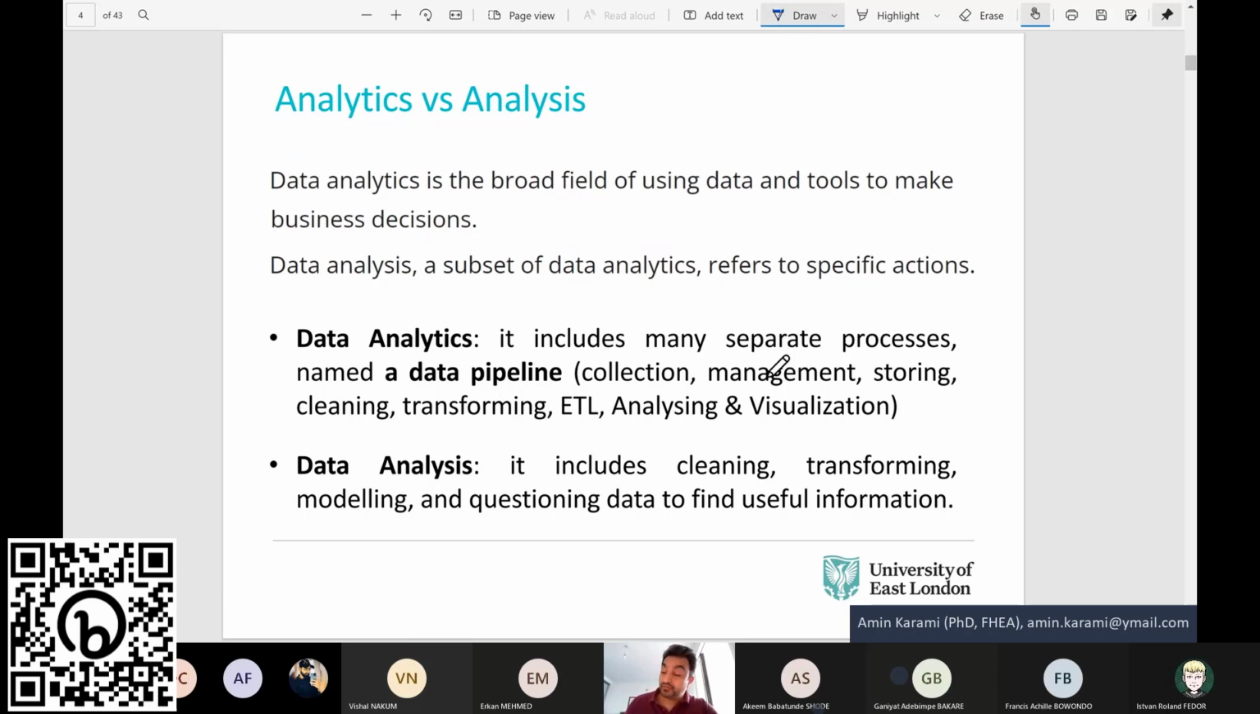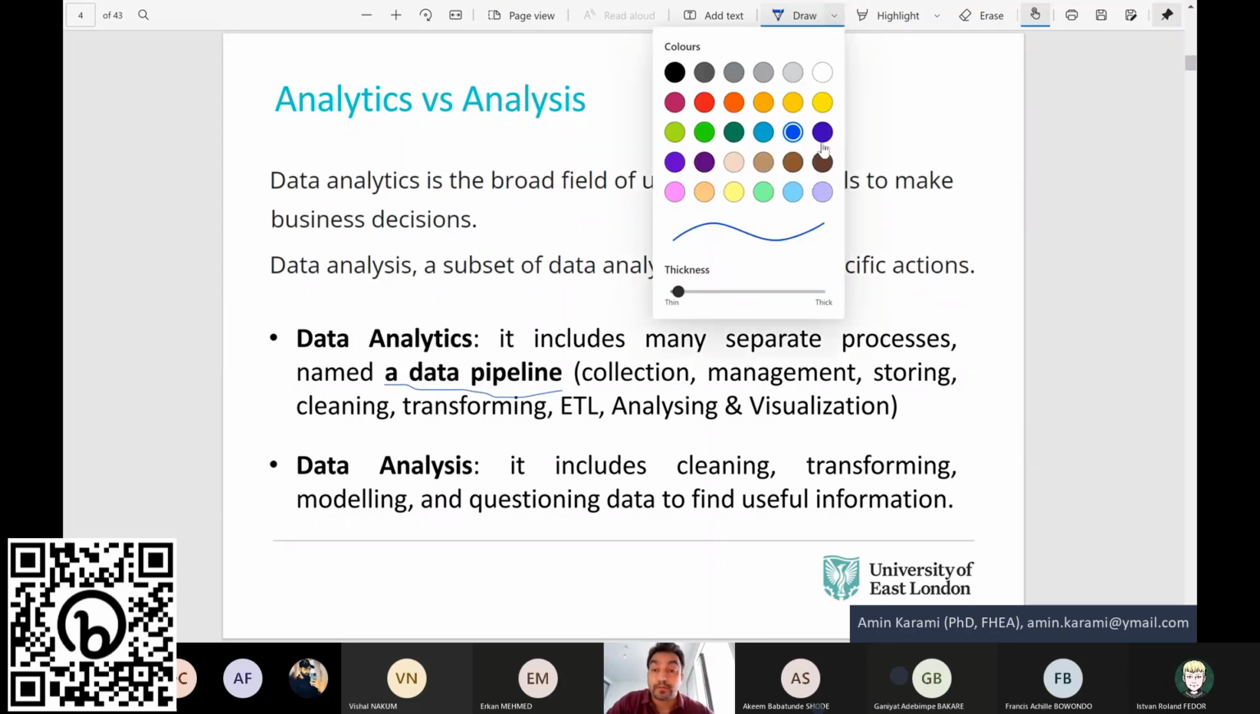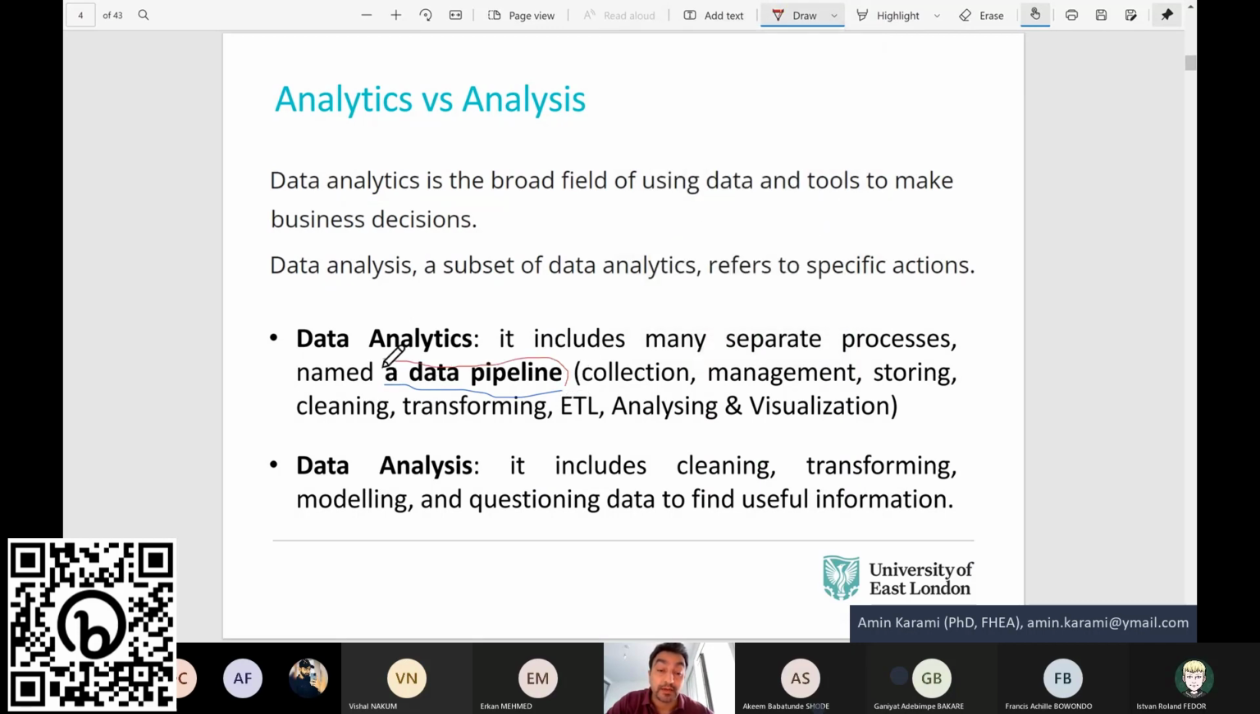misunderstood sometimes. If we are talking about data analytics, it means we are talking about a data pipeline. So data pipeline means we have to collect data from databases, from sensors, from cloud, from any source that you want to get those sorts of data. So data analytics means creating a data pipeline by collecting data, storing data, managing data, cleaning data, transferring data, and at the end visualizing your result.